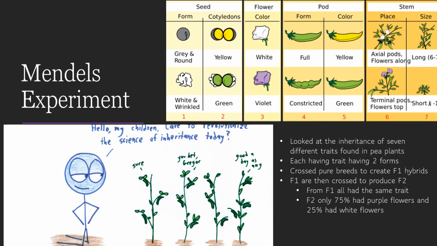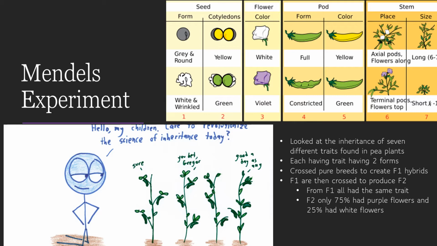Now he did this through his experiment testing out pea plants, and he did this by looking at the 7 different traits found in pea plants, each trait having 2 forms.